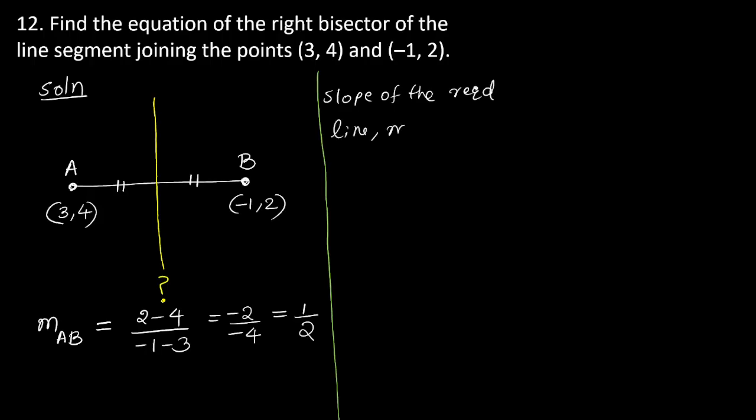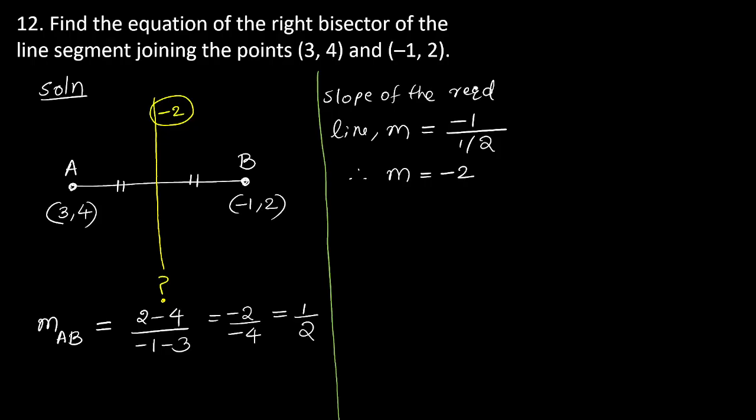Let me use the letter M. What is the formula? Minus 1 by m1. Minus 1 by 1 by 2. The slope of the required line will be minus 2. I suggest you draw the diagram, because if you don't have a diagram, you will not know the next step. If you have the diagram, you will get some idea. So the slope of the required line is minus 2. Is that okay? All of you clear? So this is the way we find the slope.